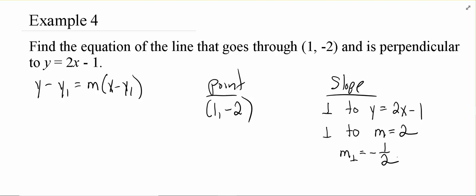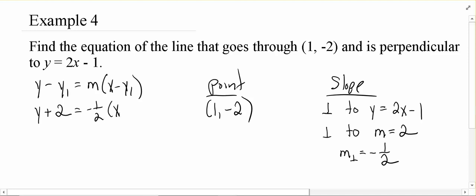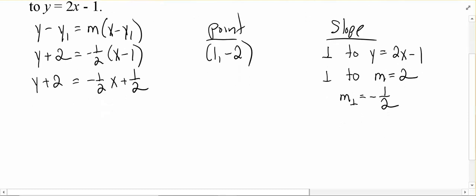But back to this problem, we have all the information we need now. So we can do y minus the y value. Now because I'm subtracting a negative, that's the same thing as adding. And then we've got this negative 1/2 slope, and then x minus 1. And then we can go ahead and either clear the fractions again or distribute. I'm going to distribute just for a little change of pace here. So we distribute negative 1/2 times negative 1.